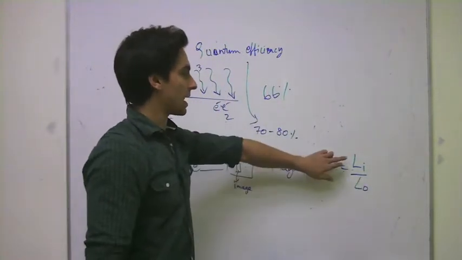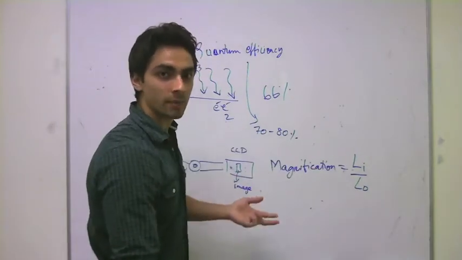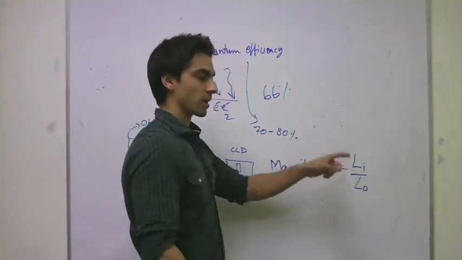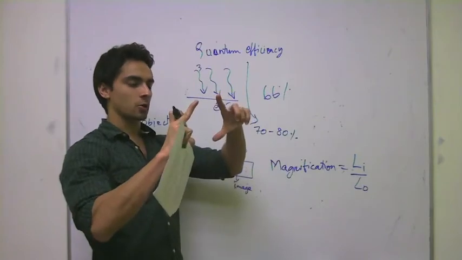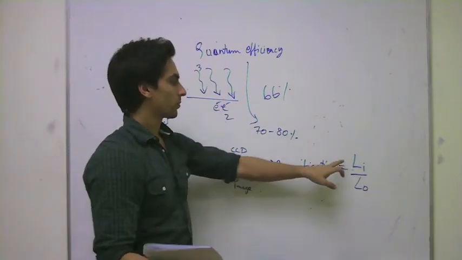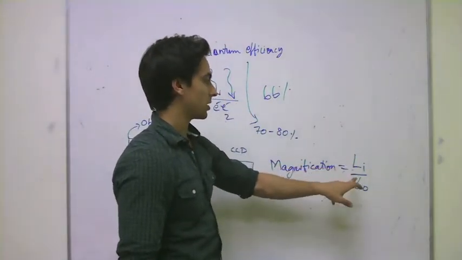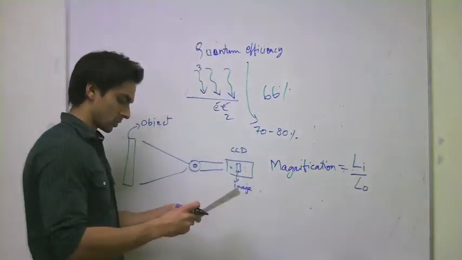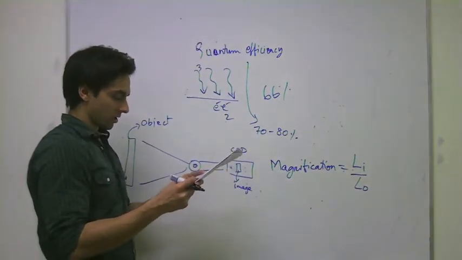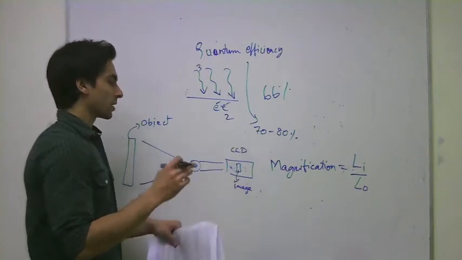Notice that I'm talking about the length, not the area, because in some exam questions you are given the area, and then given the area you must convert that into one dimension and check the length of the image divided by the length of the object, okay. So that's the definition of magnification.